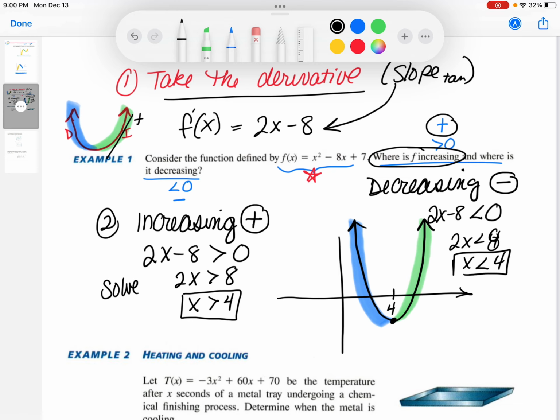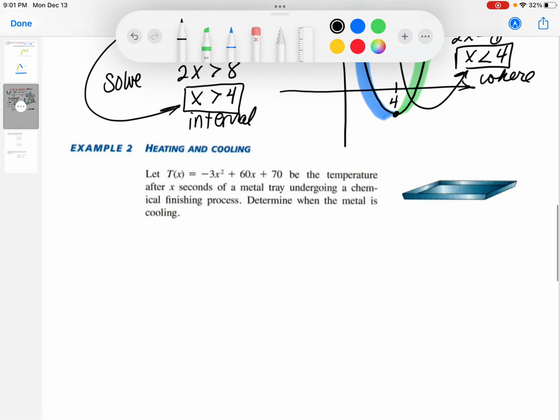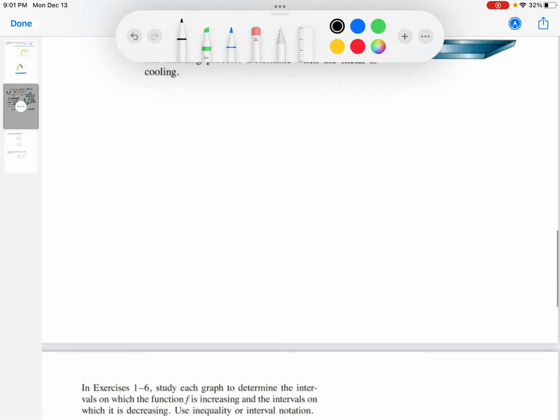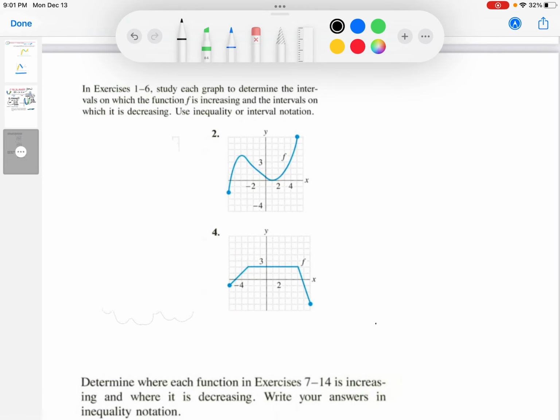So we say it's decreasing on this interval where x is less than 4, and it's increasing on this interval where x is greater than 4. And that answers the question. We'll get into some word problems later. I'm going to jump into some homework questions. I know you have the odds for homework, so I'm going to do some evens with you.